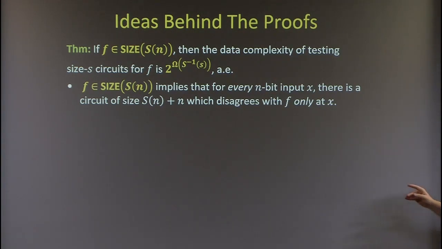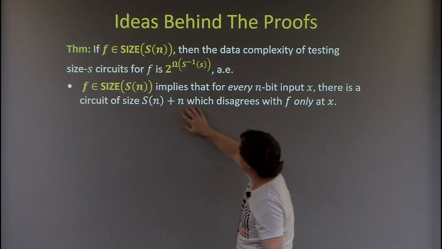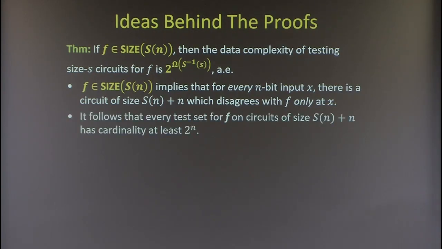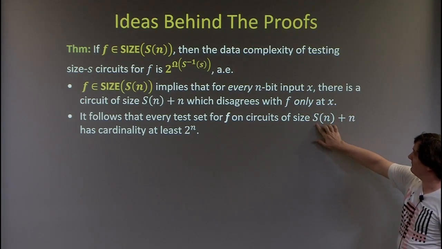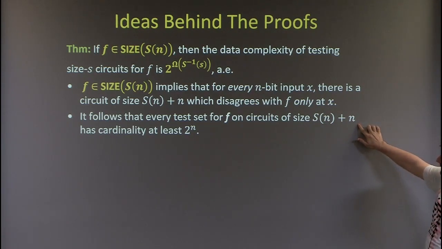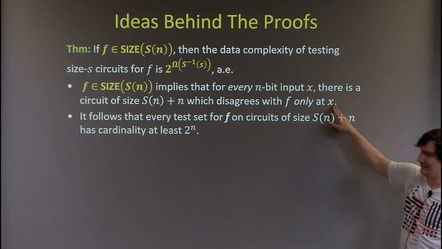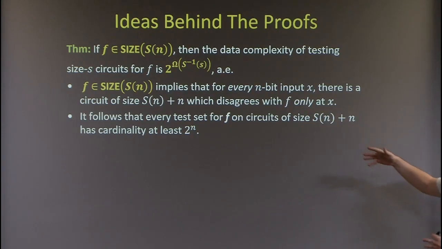So this says that when you have this kind of upper bound, it's going to be very hard to test whether the thing is computing f or not. It follows from this that essentially every test set for circuits of size slightly larger than s of n, say s of n plus n, is going to have cardinality at least 2 to the n. Because if you don't include this example x in there, then there's a circuit that could get the rest of it right, but get that one wrong.